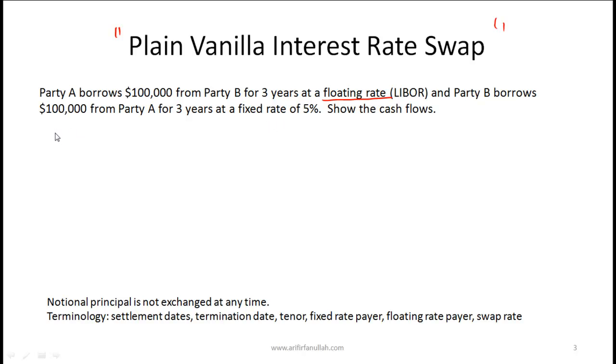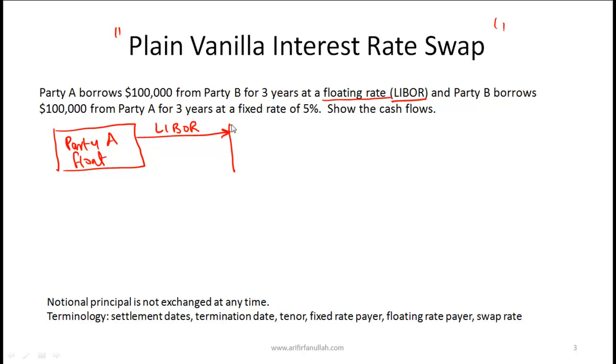First, let's draw a simple diagram to depict what's going on. So let's say this box represents Party A, and Party A is going to borrow $100,000 from B for 3 years at a floating rate, or the floating rate we are saying is LIBOR. So Party A is going to make floating rate payments. So we call Party A the floating rate payer. So Party A is going to make payments based on LIBOR.